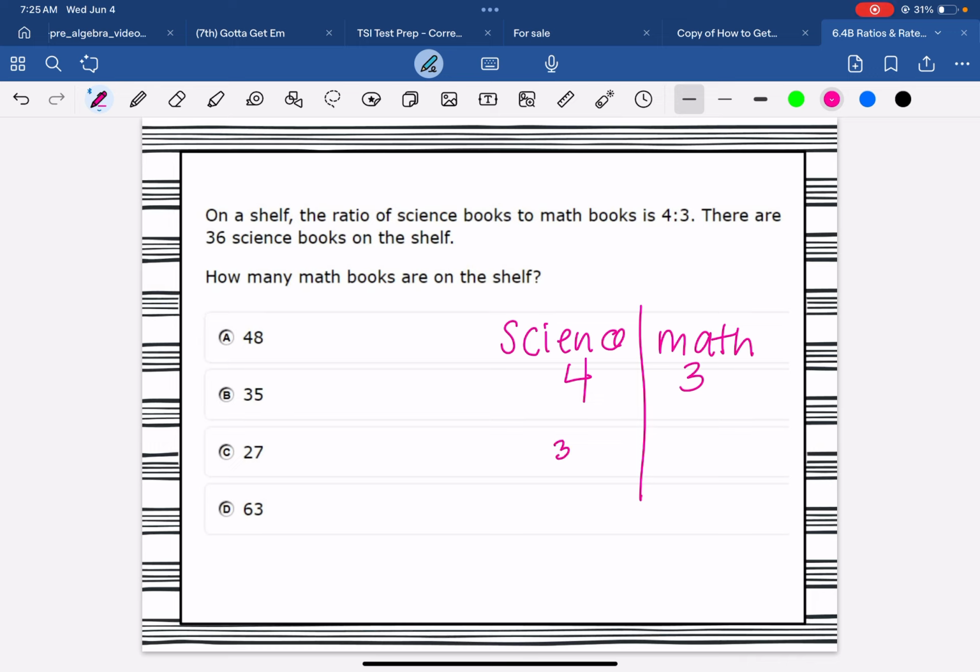So we'll put 36 under the science section, and now we're going to figure out our scale factor. So 4 times 9 gives us 36. So our scale factor is 9. That means we'll scale 3 by 9 to get 27. And so our answer for this one would be C. And these problems I got from a previous STAAR test.